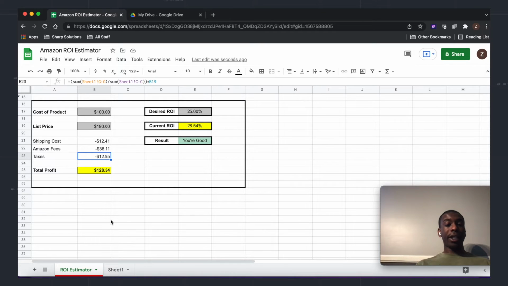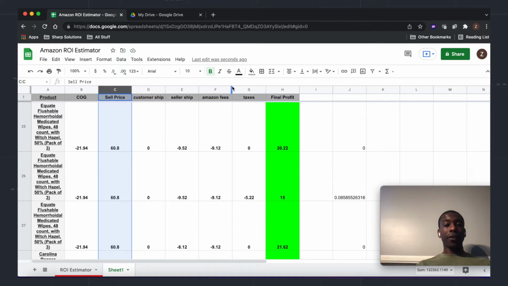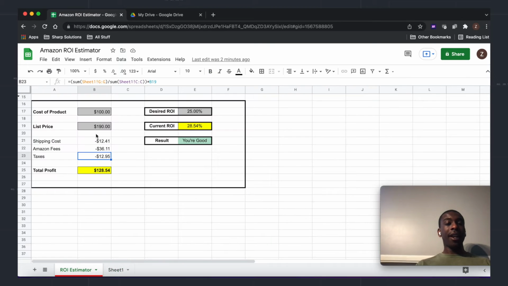The purpose of that, if we click over here to sheet 1, is that in column G we've got historical taxes that were paid, and in column C we've got the historical sell price for this seller. By dividing the taxes by the sell price, we get the percentage that taxes have historically been of your sale price. We've then multiplied that by your current sale price to get an estimate of around what you will pay in taxes for this product if you list it at $190.